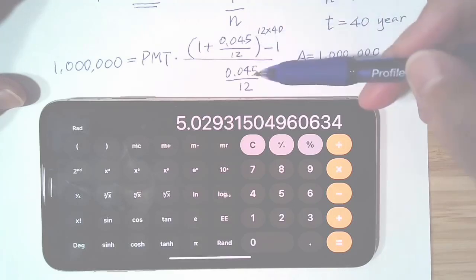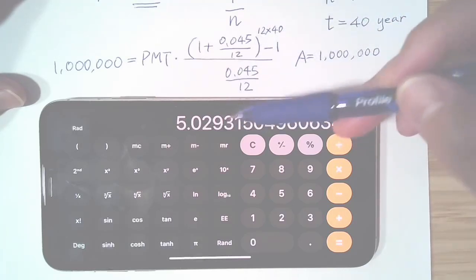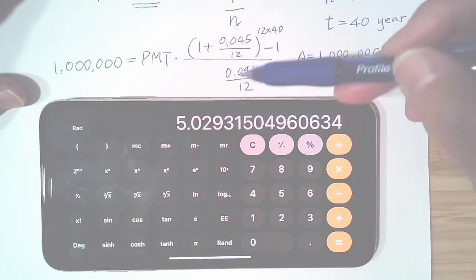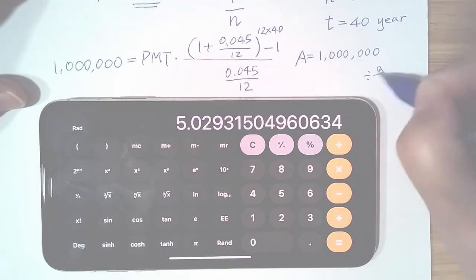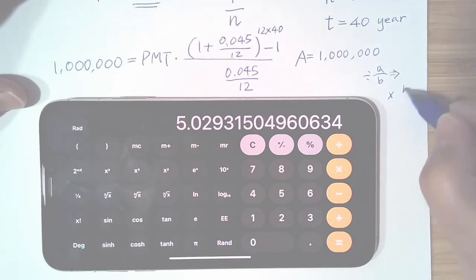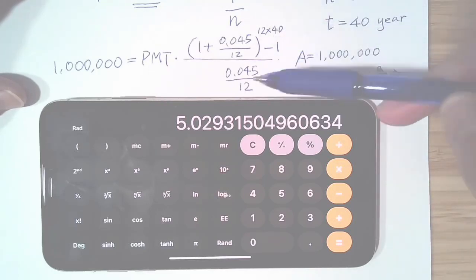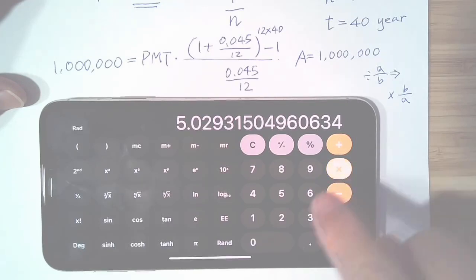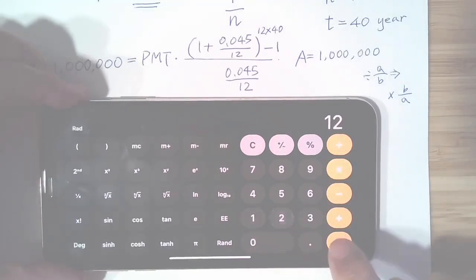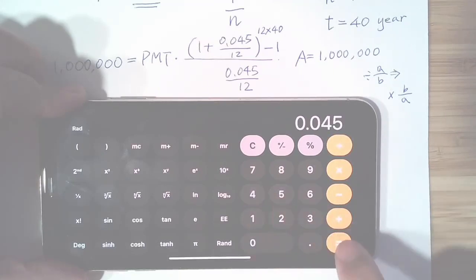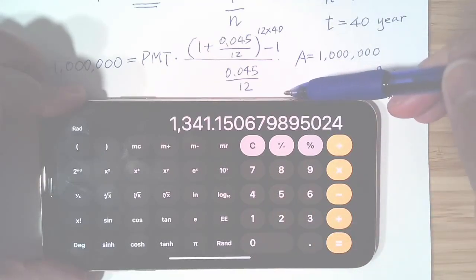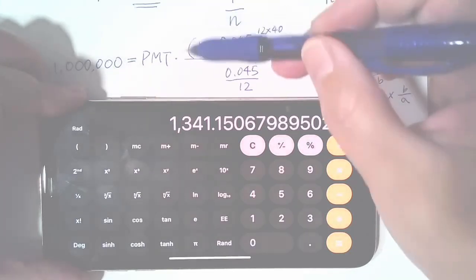And here is the denominator. So we're supposed to use this 5 point something divided by this number, divided by this fraction. And when you want to divide by A over B, which is equivalent to multiply by B over A, the flip of that, right? So we're going to flip. So after you flip, you're going to multiply by 12 and divide it by 0.045. Okay, so this 1,341 is this part.